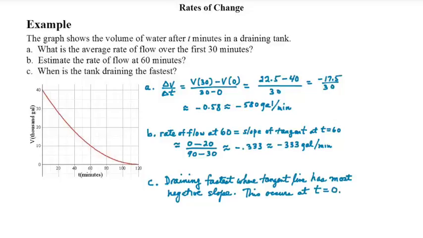So if I were to draw a small tangent line segment at t equals 0, you can easily, I think, convince yourself that the slope of that tangent line will be the most negative. If we were to move to some other point on the graph, we would get a tangent line that had a smaller negative slope.